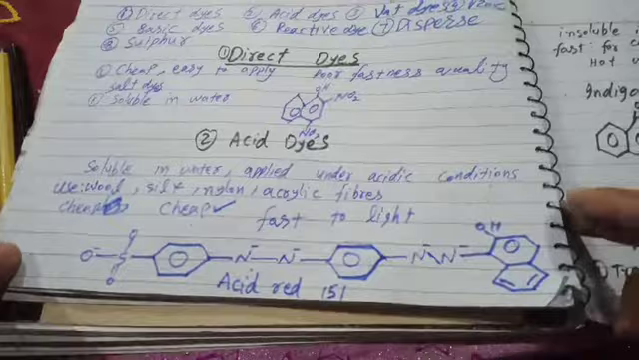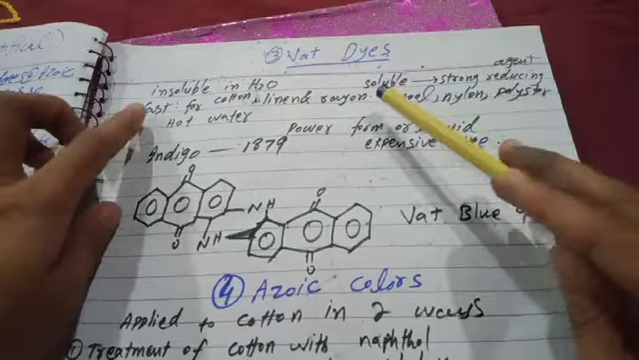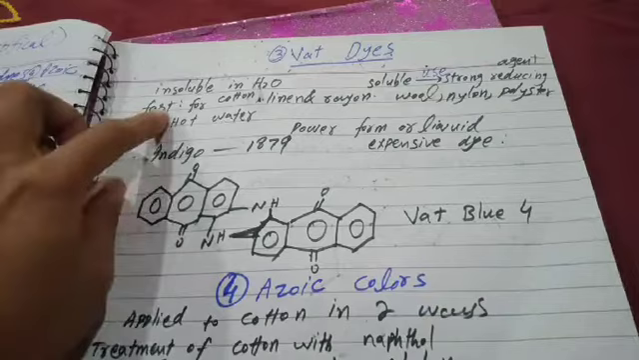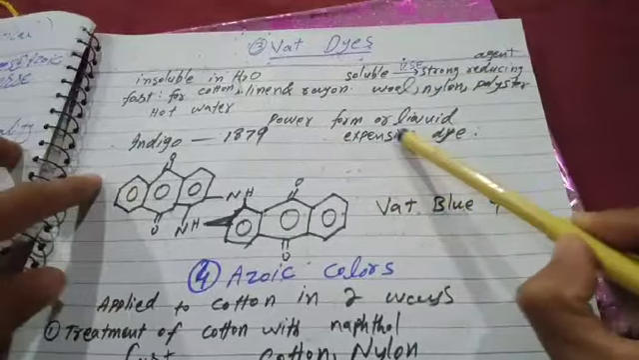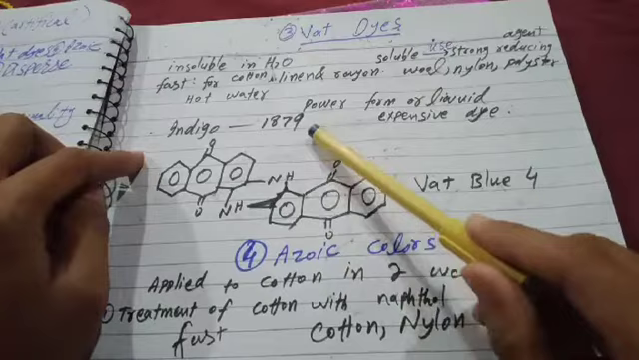Go to the next. Next is the vat dyes. Vat dyes are insoluble in water, but soluble in a strong reducing agent. When we use a strong reducing agent, it becomes soluble in water. It is fast for cotton, linen, rayon, wool, nylon, and polyester, even in hot water. It is available in powder or liquid form. It is an expensive dye. The first indigo dye was obtained in 1879, and this is the example of a vat blue dye.